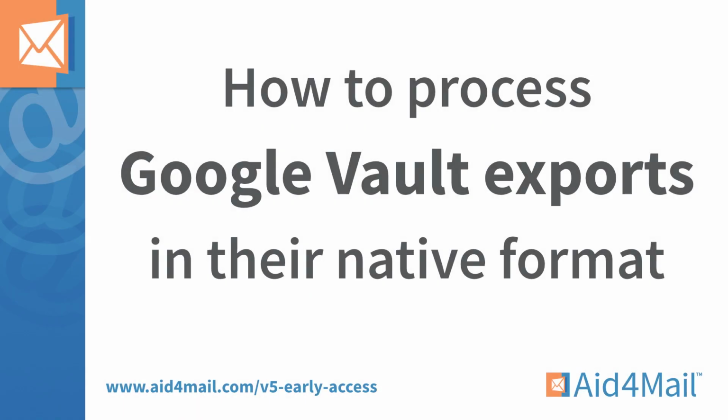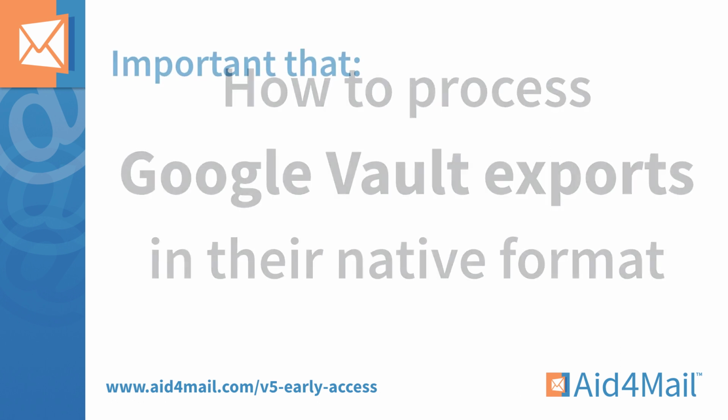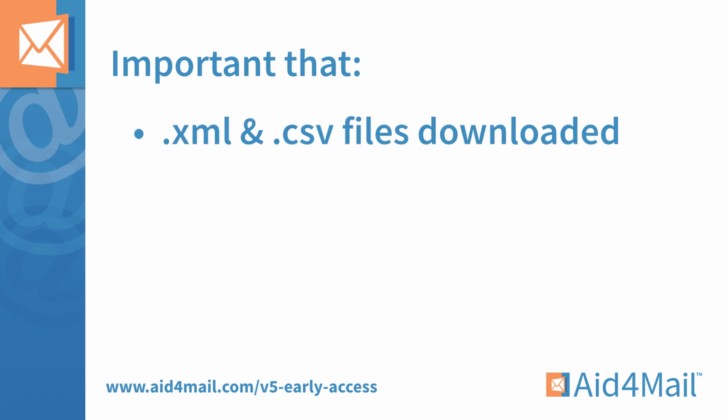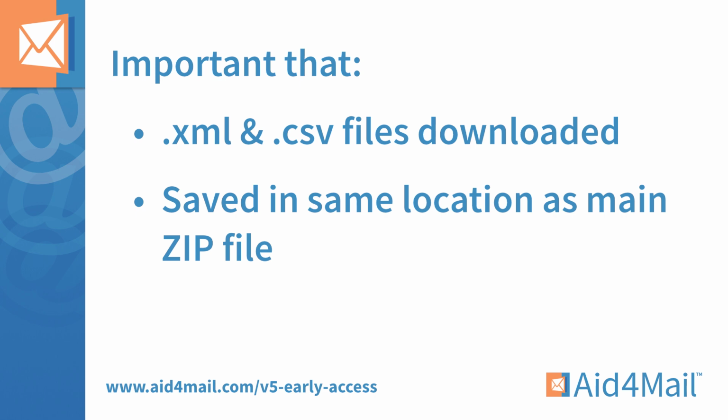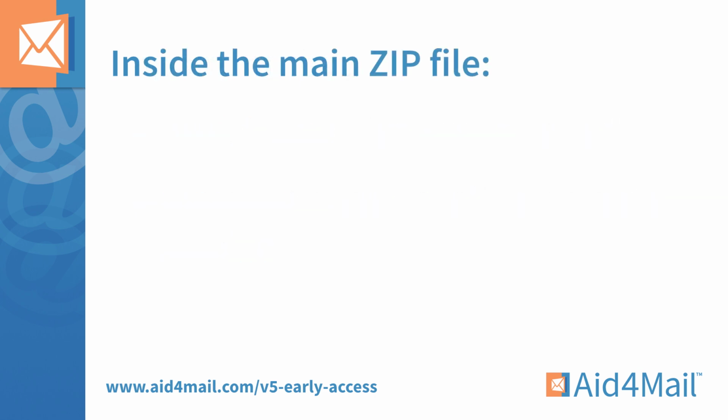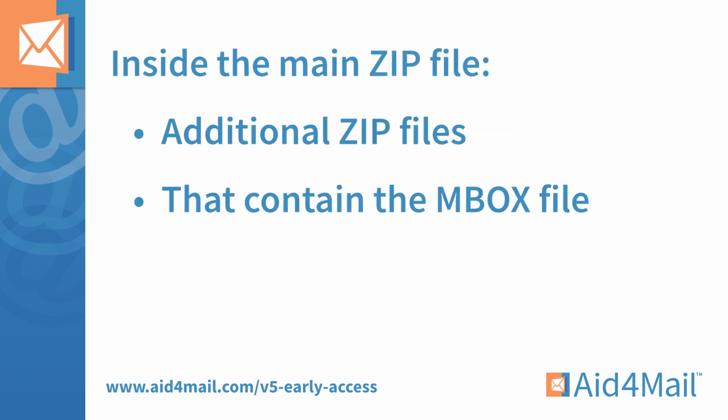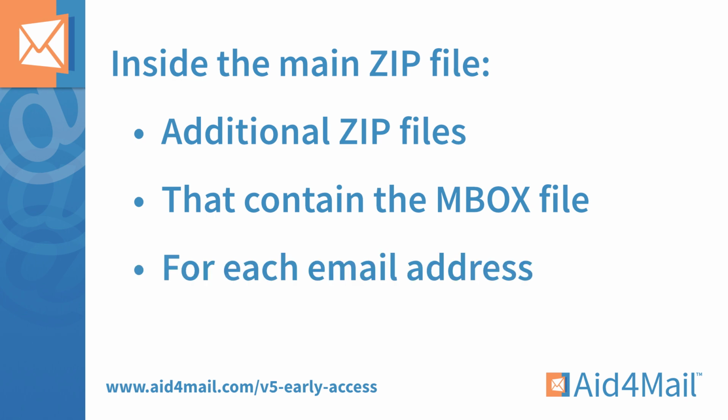In this video, I'm going to provide you with information and go through a tutorial on how Aid4Mail version 5 can process Google Vault Mbox exports that are downloaded via the Google Vault platform. When you download a Google Vault export, it is important that the XML and CSV files are also downloaded and saved in the same location as the main zipped file. Inside the main zipped file, you have additional zipped files that contain the Mbox files for each email address.